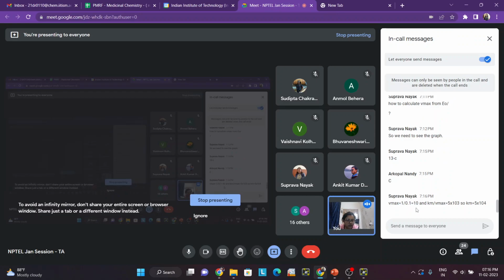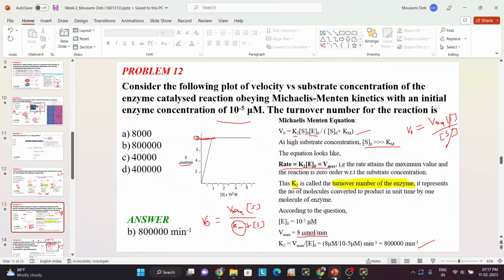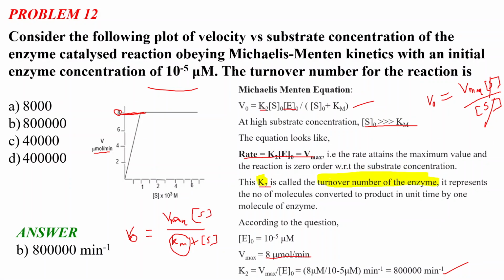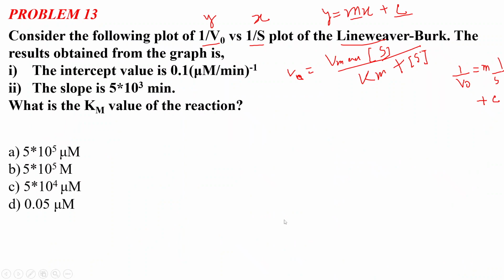Okay, so we have an answer. Km is 5 into 10 to the power 4. Okay, we have the answer C. Let's check. 5 into 10 to the power 4. The answer is C. So correct. The answer is 5 into 10 to the power 4, or C.